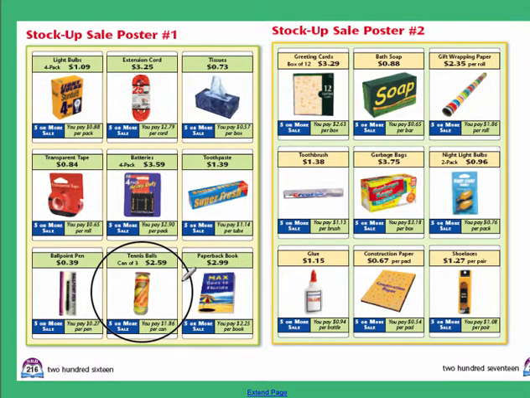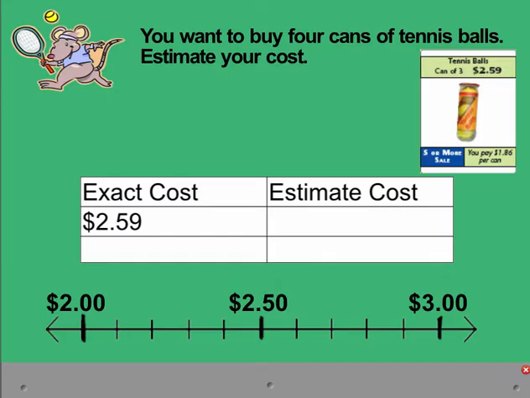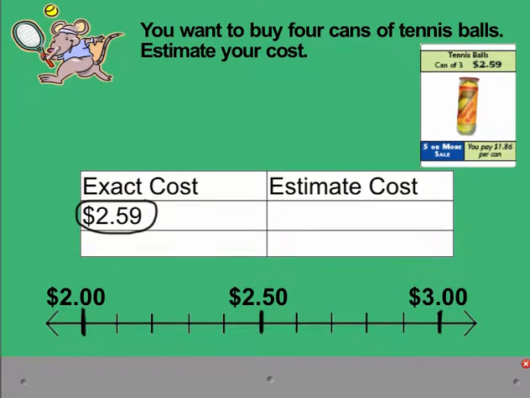We're going to practice a problem right now that deals with purchasing some tennis balls, and I have it highlighted here from your student resource book. And today we're going to practice making a purchase of a can that costs $2.59. So each can costs $2.59. That's my exact cost. And I want to buy 4 cans. So I'm going to estimate my total cost of those 4 cans.